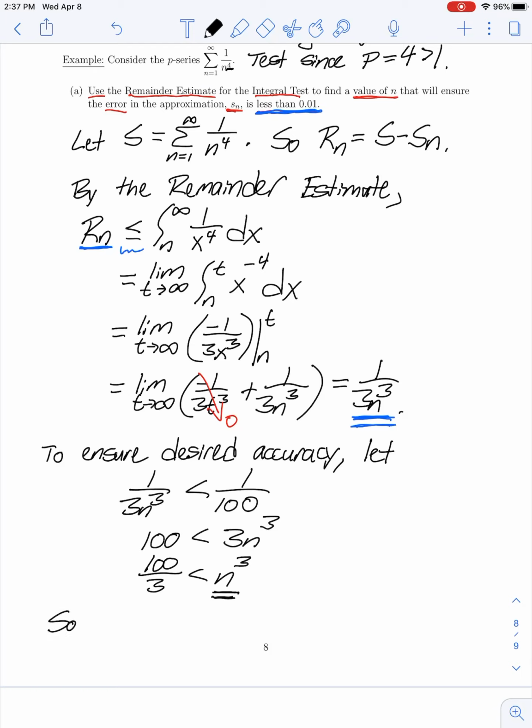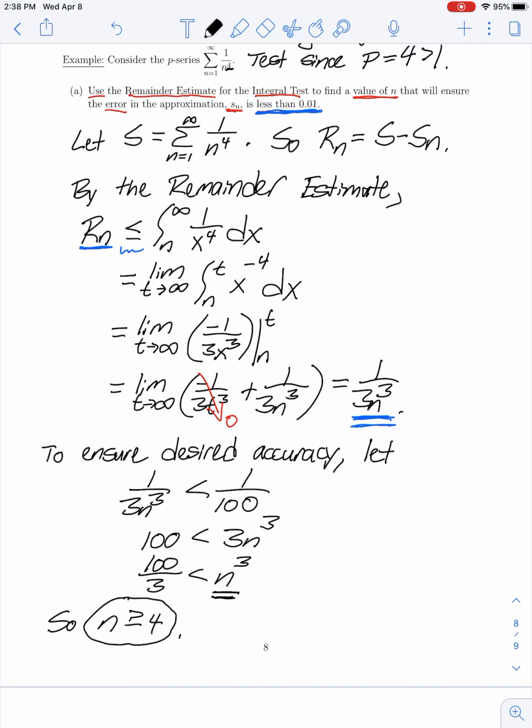So here we need the value of n to be at least 4. That is, I need to add at least the first 4 terms of my series to get accuracy to within 2 decimal places, or with an error of 1/100th at most. So here, n greater than or equal to 4 is the condition that we need on n in order to ensure the error in our partial sum approximation has our desired accuracy.